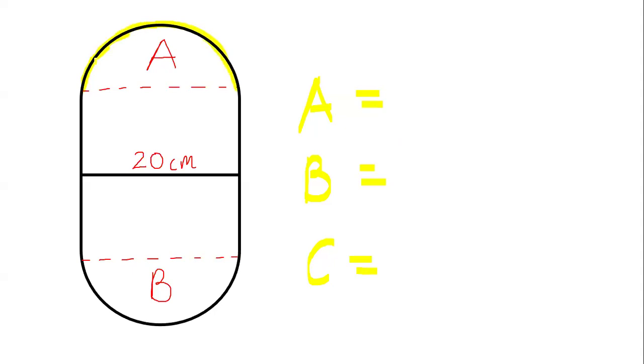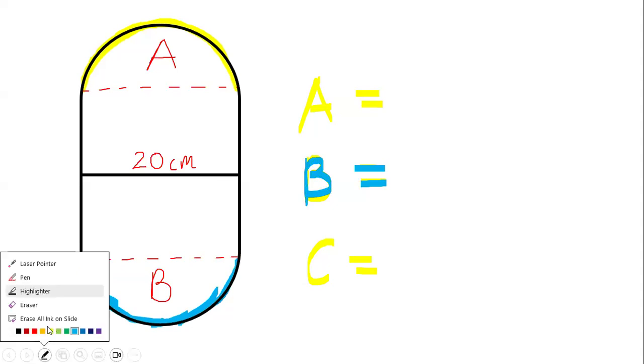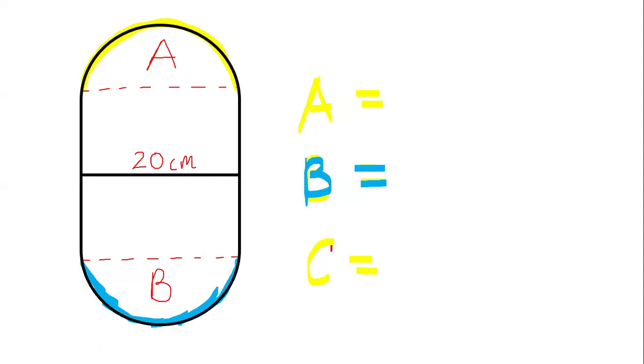I also want to know what is going to be this length. Let me use a different color. I also want to know what is going to be this length. Once you find the length of both, let's call this one B. Then once you find the length of them both, I want the length of the full thing. Call it C.